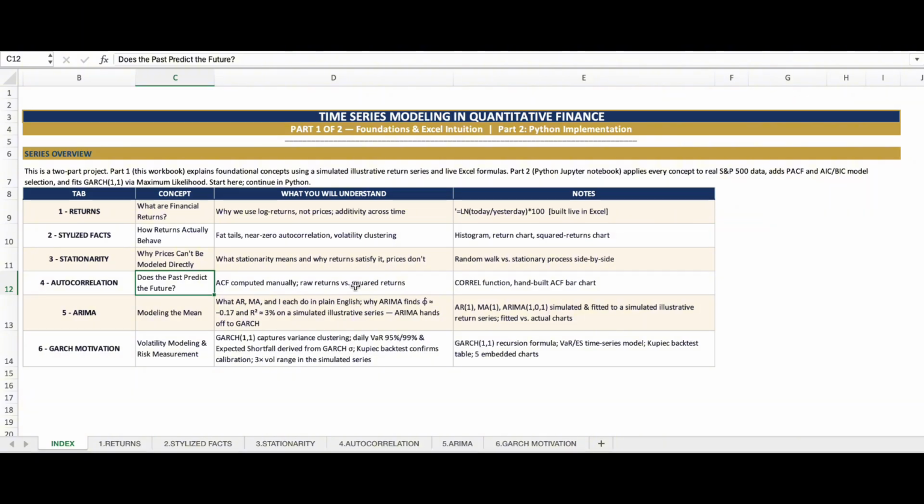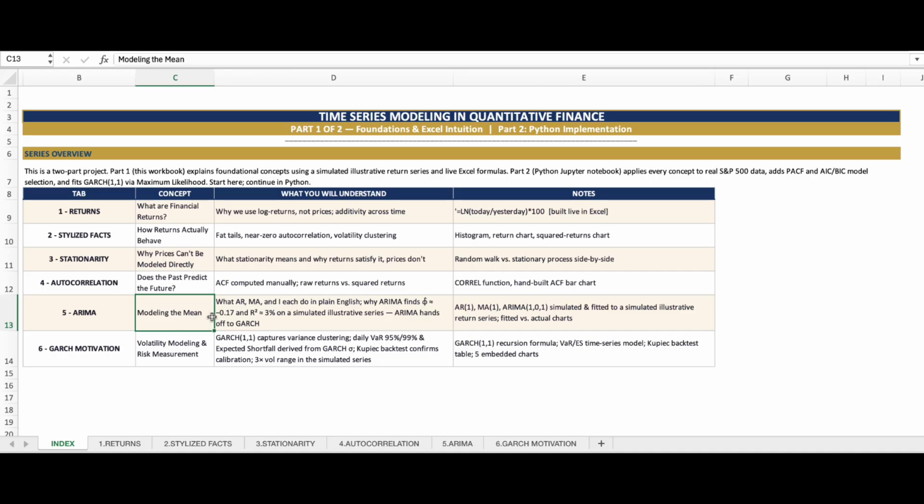We compute the ACF, the autocorrelation function, by hand in Excel using one formula. And then we have two tables, one for raw returns and one for squared returns. And then the contrast between them is the reason GARCH exists. And we'll come to all of that later.